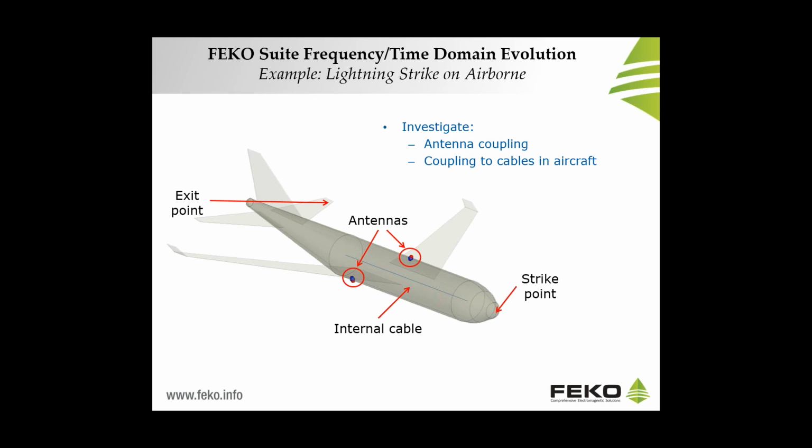We have here an aircraft with two antennas, one on its wing and a straight cable inside the airplane. We have a lightning strike entry and exit points as indicated in the figure, and we want to investigate which are the induced currents in the antenna ports and on the cable due to this lightning strike.